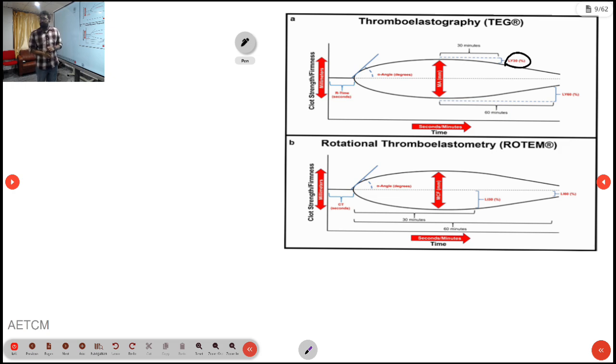But in the case of ROTEM, we can see that it is starting from the initial clotting time itself, that is from the R time. From the R time, post 30 minutes, we mention the amplitude. So that is what is called LI30. That is the difference between LI30 and LY30. In TEG, it is calculated from the maximum amplitude, whereas in ROTEM, it is starting from the clotting time, after the R. Okay, so that's the difference.